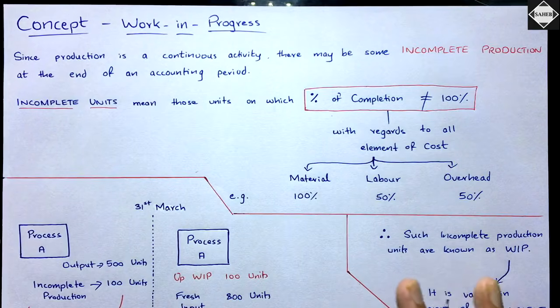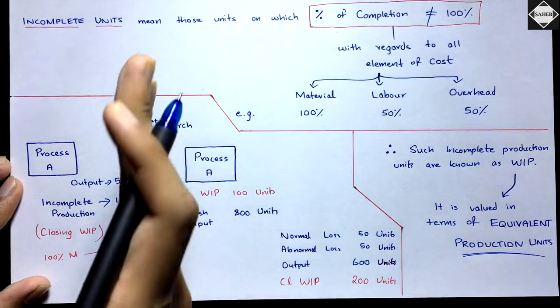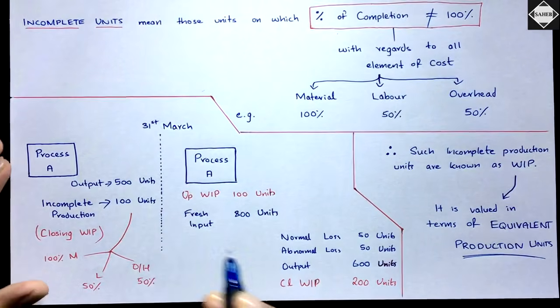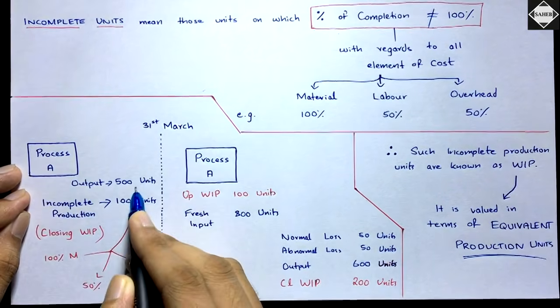Fine. Now let's take one more example to understand. See here, we are talking about one process A, and let's say this is the borderline, 31st March, and from this process A, at the end on 31st March, the output came of 500 units.